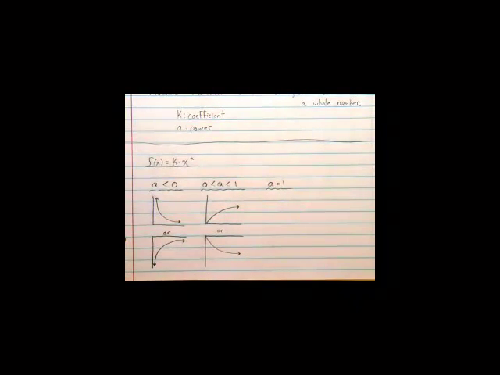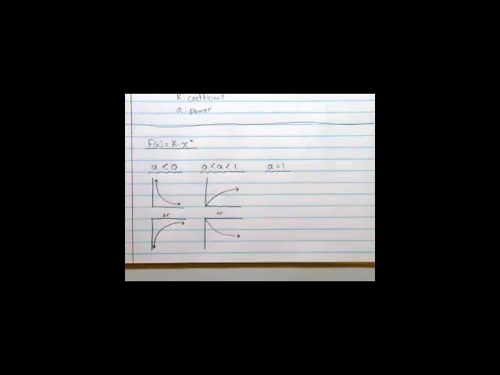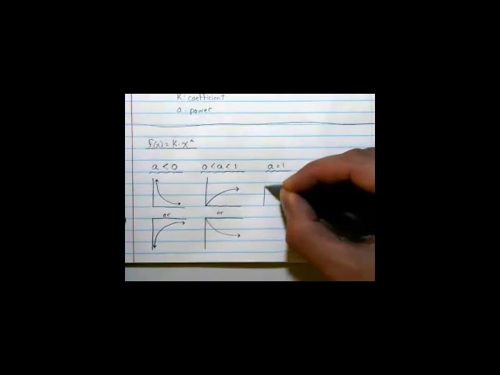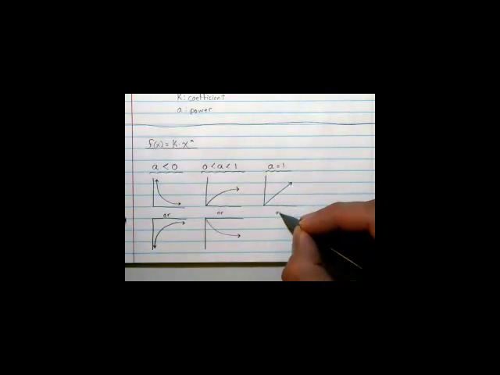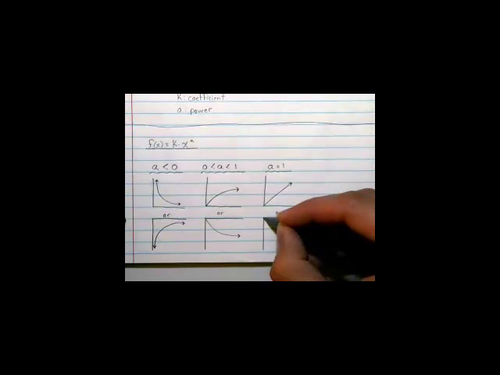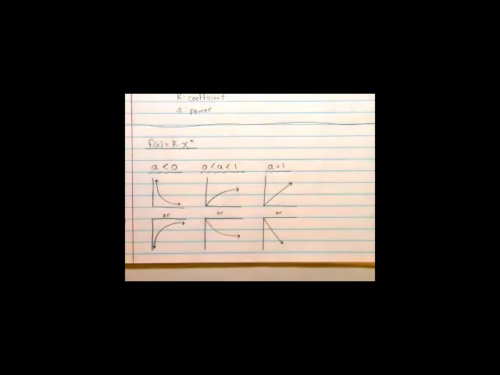All right, the next kind we ran into, what if a is exactly 1? Then what does it look like? Yeah, then it's just a line. So we could have a line coming off the origin like this, or if k happened to be negative, it could be coming down something like that. But yeah, it's just going to be a line.